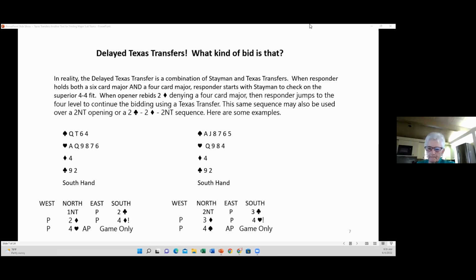You can use puppet with Texas transfers. You cannot, over 2 no trump openings, use puppet and Smolen. You have to use one or the other. Okay. Thank you. So anybody else have a question before we go on?